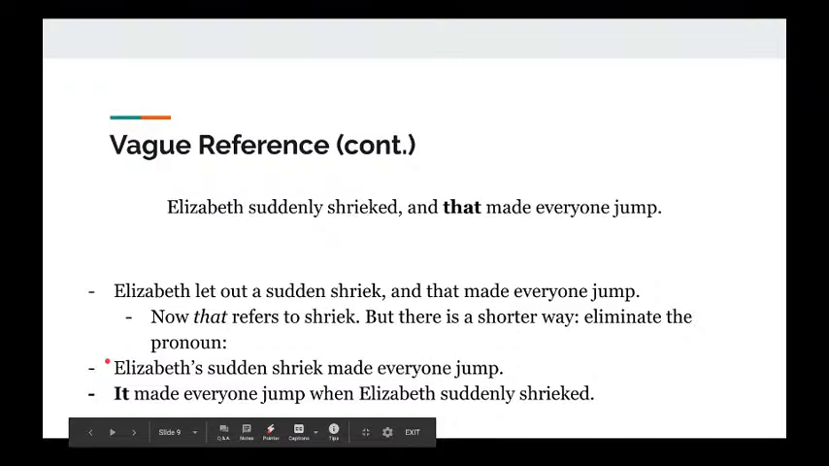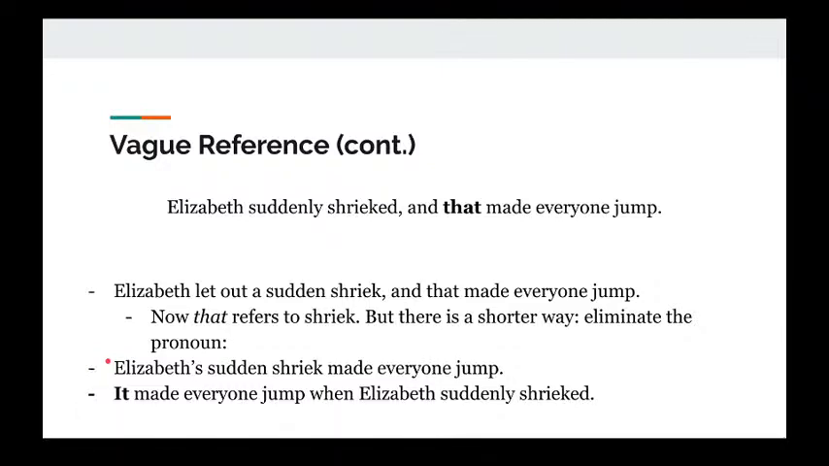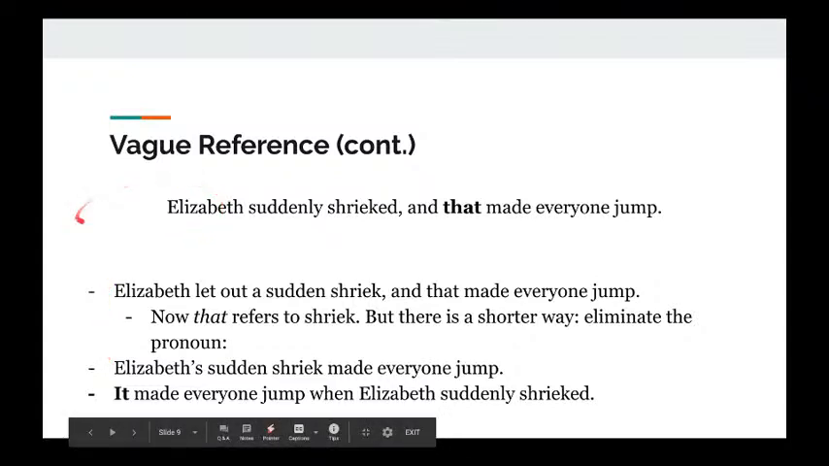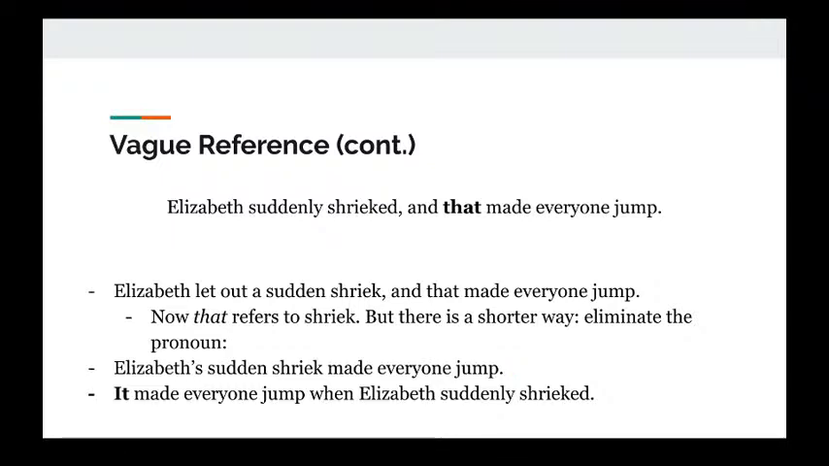So these last two sentences are more concise, and they are still straightforward sentences that mean the same thing as this longer, a bit more confusing sentence, which is also grammatically incorrect. There are of course other ways that you can reconstruct it, but I like this sentence more: Elizabeth's sudden shriek made everyone jump. It's very to the point. We know who's shrieking, we know what it did and what actions it caused.